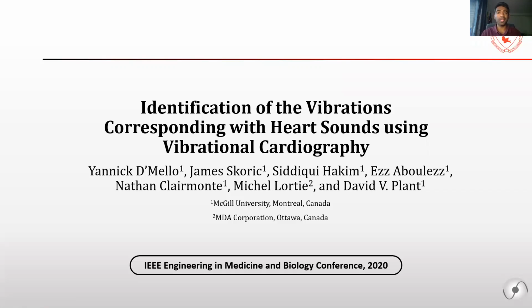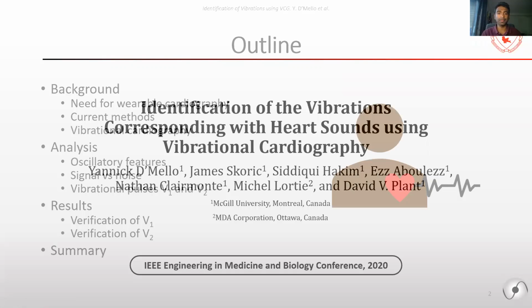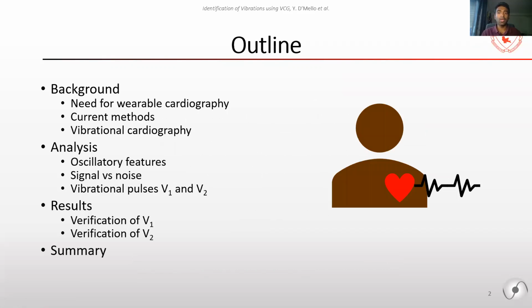My name is Yannick, and for the next 10 minutes, I'd like to talk to you about the identification of vibrations corresponding with heart sounds using vibrational cardiography. Here's the outline. We'll start with a quick background just to make sure we're all on the same page. We'll go over the strengths and limitations of different cardiography methods. This will give us a better understanding of what we're trying to measure. It'll also lead us into the analysis. We'll then go over the results, and hopefully this will bring up a few questions.